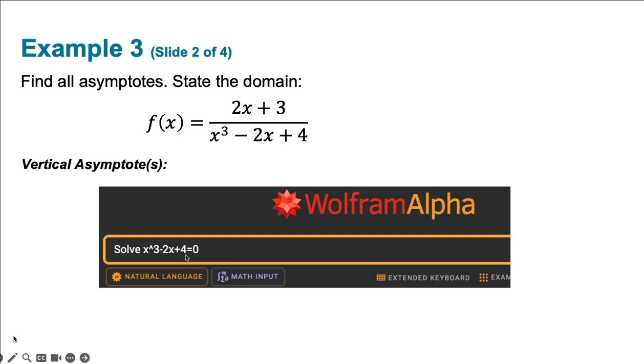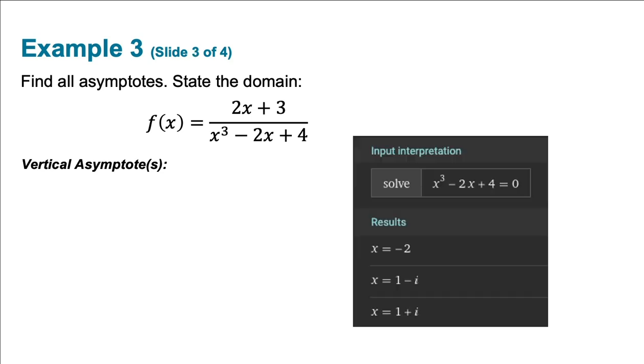So in wolframalpha.com, in the solve window, I'm just going to type solve x to the third power minus 2x plus 4 equals 0. You'll notice I completely ignored the numerator and I only typed in the denominator equal to 0. Okay? That's important. So ignore the numerator completely. Wolframalpha.com tells me that the equation I typed in was x to the third minus 2x plus 4 equals 0, and the results are given here.